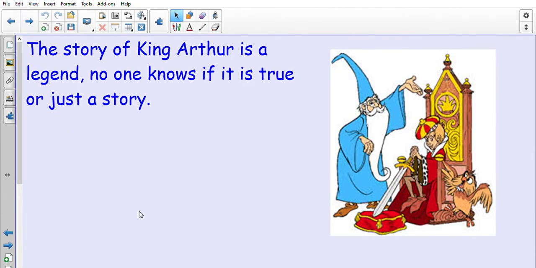The story of King Arthur is a legend, so no one knows if it's true or if it's just a story. So legends are stories that have been around for a long time.